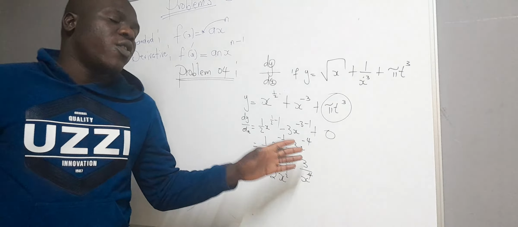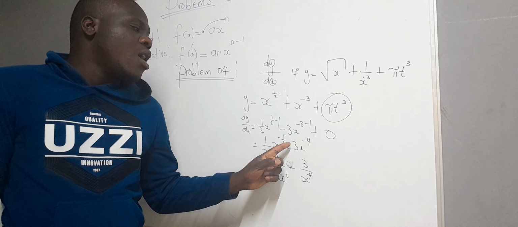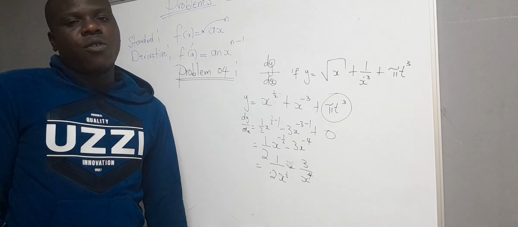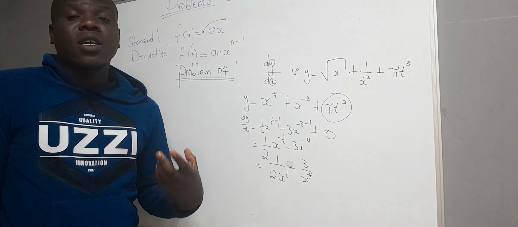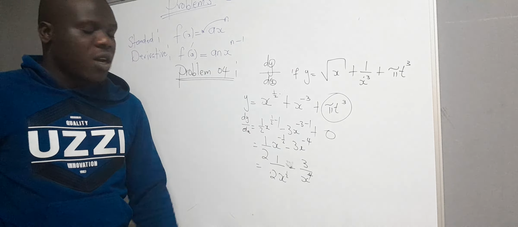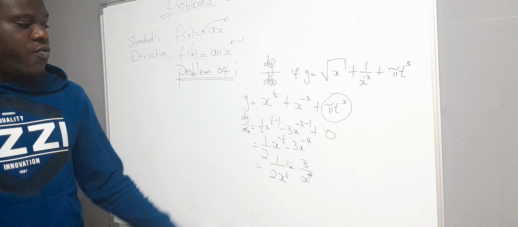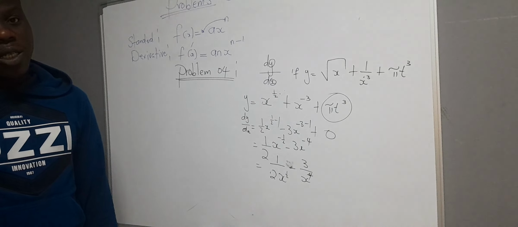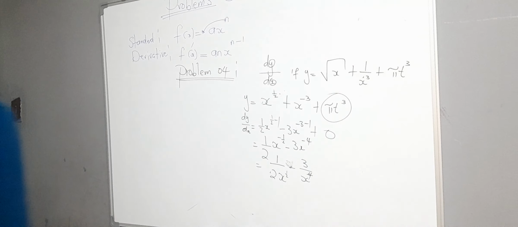So you only focus on the x. You cannot say 1 over 3x to the power 4. No. You only focus on the x. X must go down. So you don't focus on the numbers. That's how we go about it.